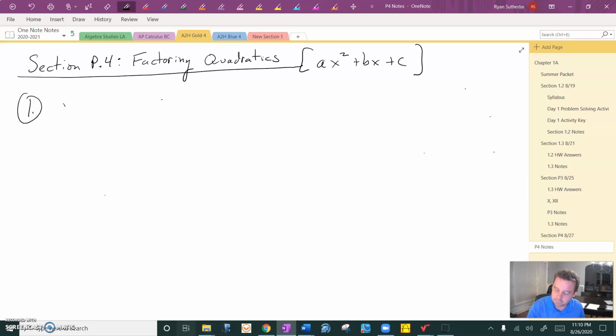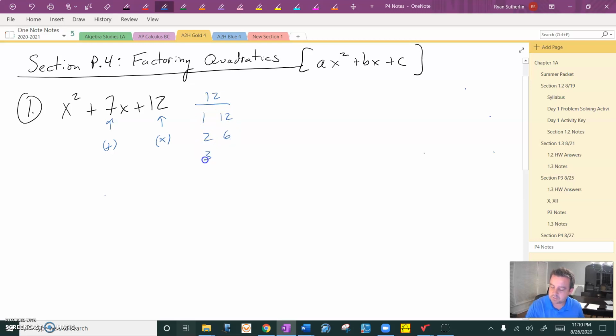So if I have just a quadratic like x squared plus 7x plus 12, and I ask you to factor that, remember what you're trying to do is find a pair of numbers that add to 7 and multiply to 12. So if I think of my factors of 12, I have 1 and 12, 2 and 6, 3 and 4. So 3 and 4 add to 7. So you have x plus 3 times x plus 4.